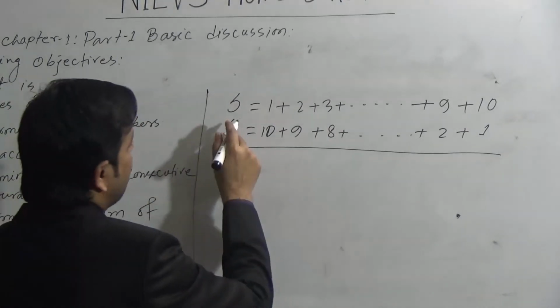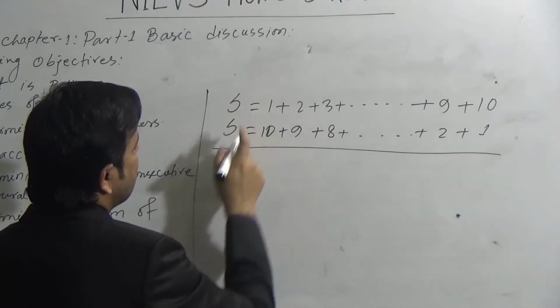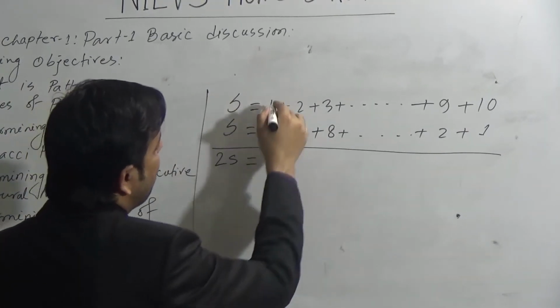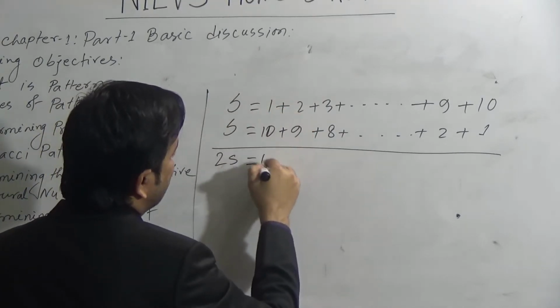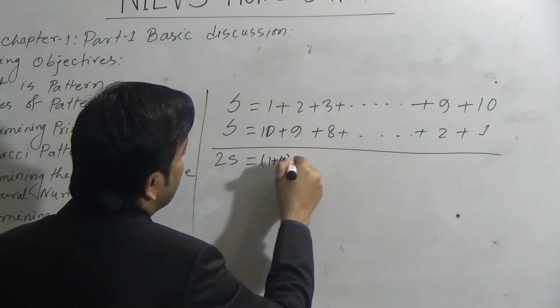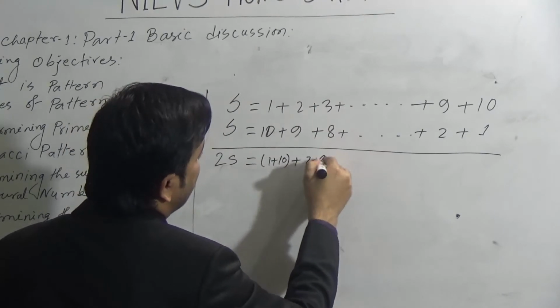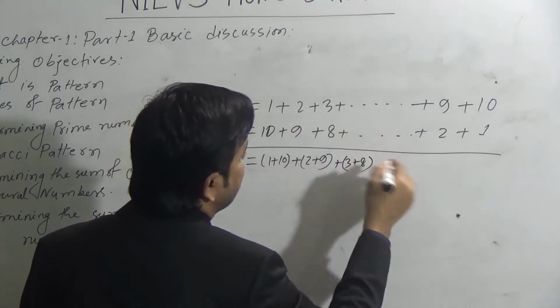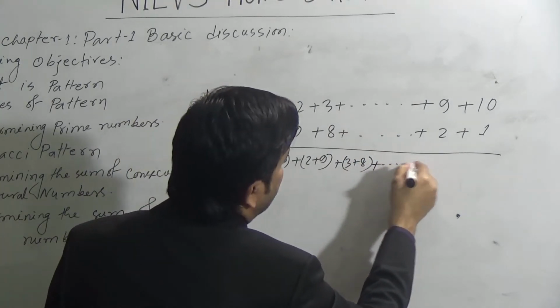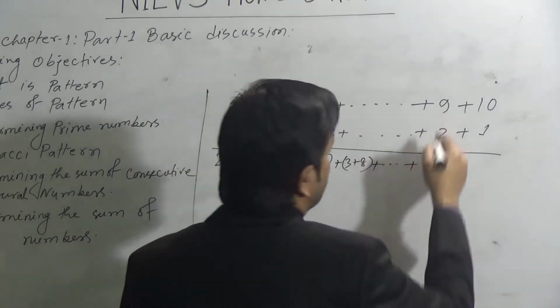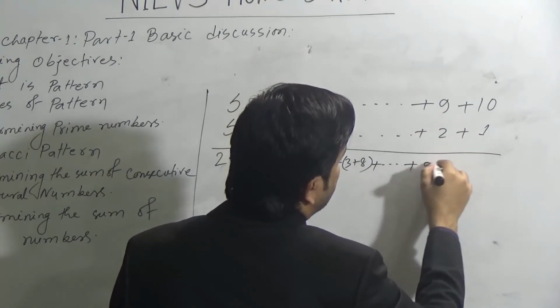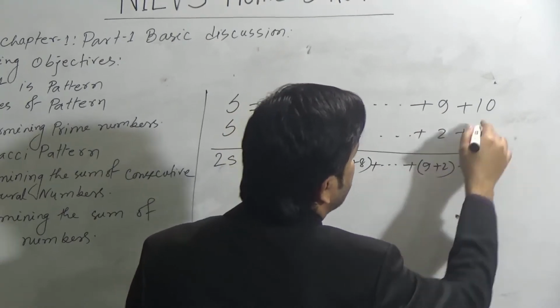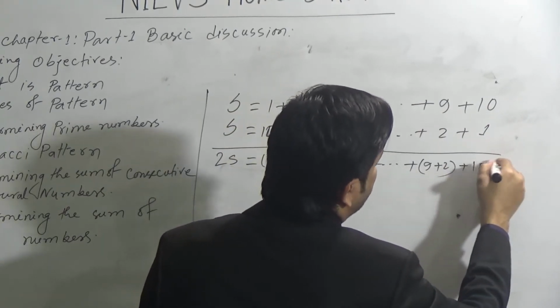If we add s and s, it will be 2s. Now add 1 and 10, it will be 1 plus 10. Add 2 and 9, it will be 2 plus 9. Add 3 and 8, it will be 3 plus 8. Now we can use dots here, then write here 9 plus 2 and write here 10 plus 1.